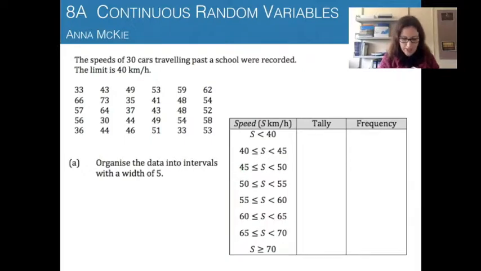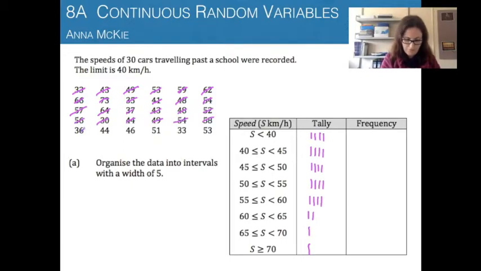So we're doing a tally. So we look at the first one, 33, and that fits into the first row there. So we put a tally of 1. 43 would fit into here. 49 is between 45 and 50, and so on. So I'm going to go ahead and fill in this frequency tally table. And then adding up those tallies, so we have 6, 5, 5, 6, 4, 2, 1, 1.